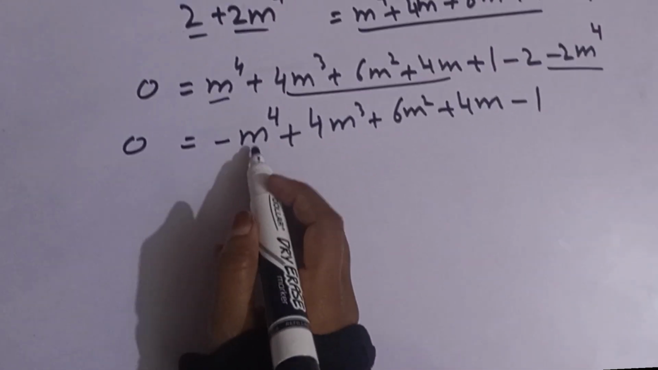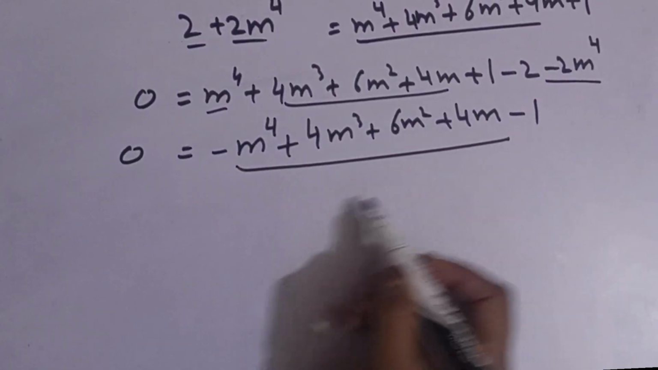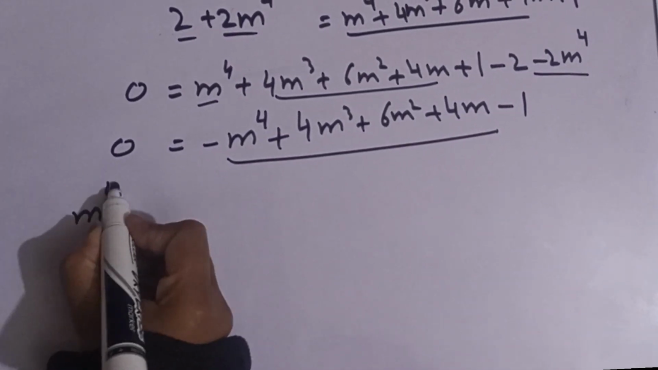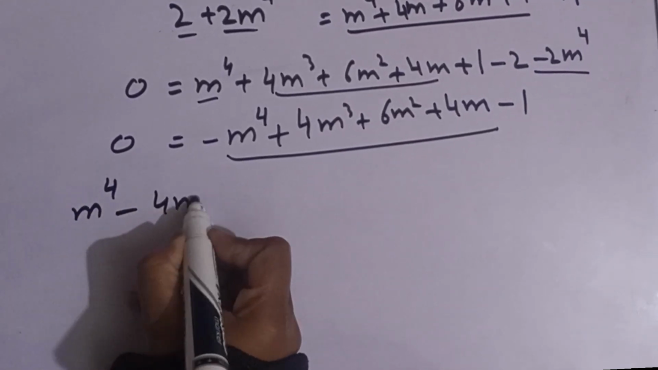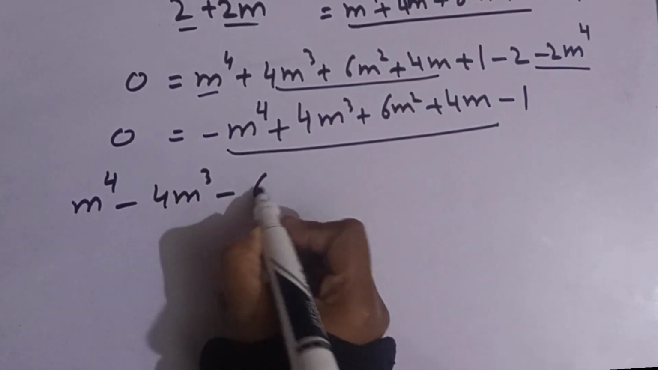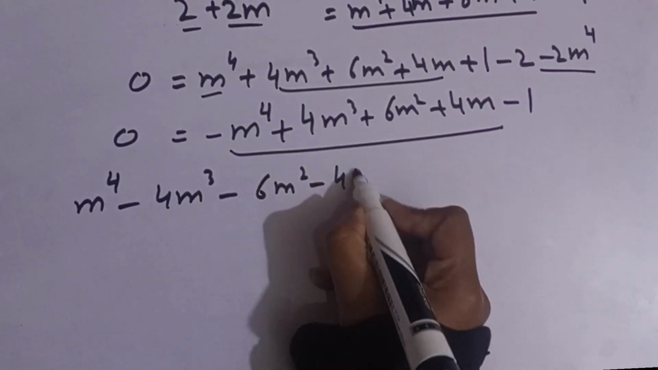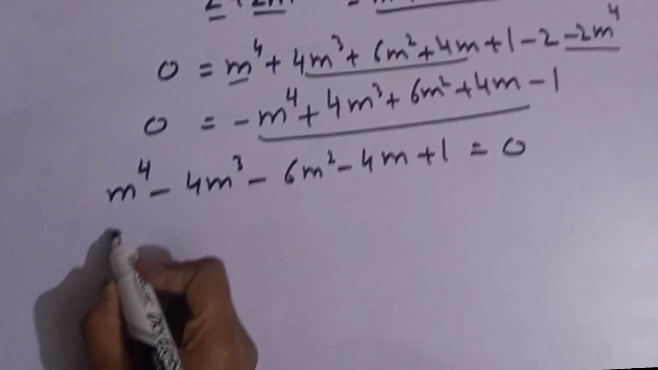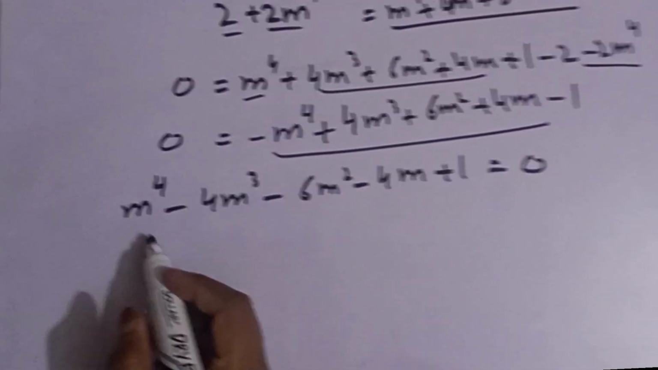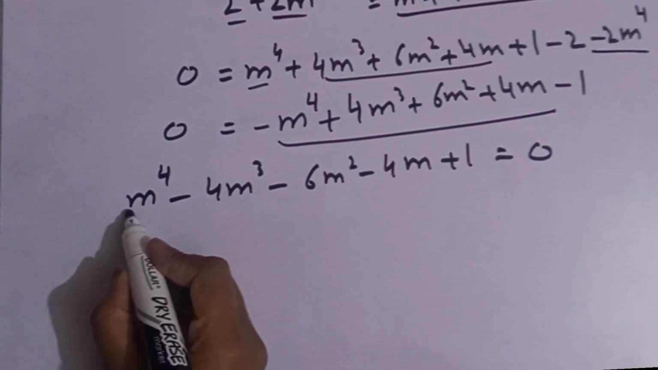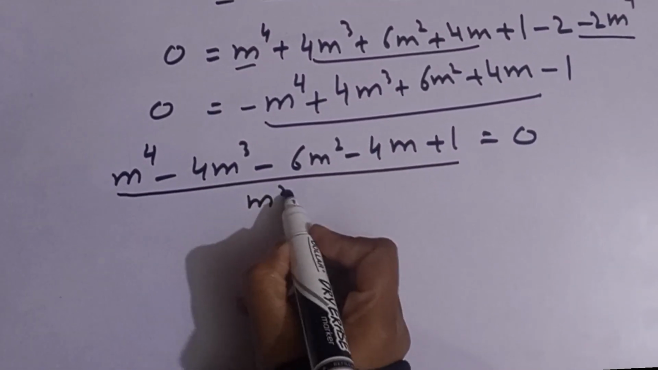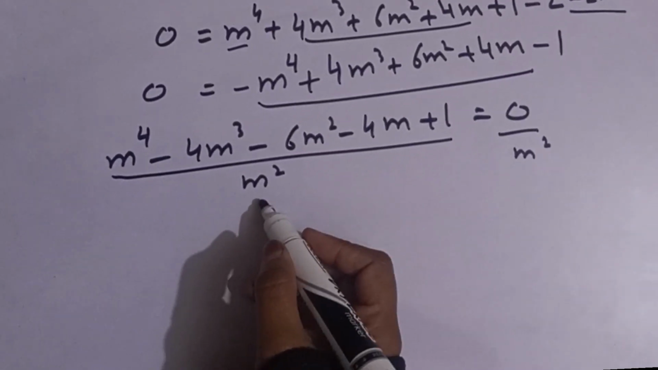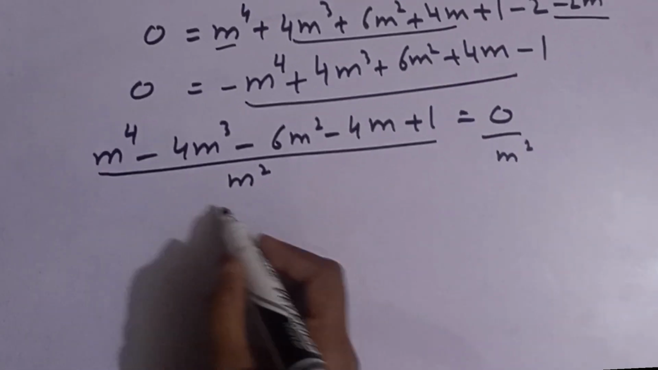Now in the next step, we shift all these values to the left hand side. So this is m raised to the power 4 minus 4 times m cubed minus 6 times m squared minus 4 times m plus 1. This is equal to 0. In our question, it's given that m is not equal to 0, so we can divide this side by m squared and also divide this side by m squared. Since m is not equal to 0, this implies m squared is also not equal to 0.